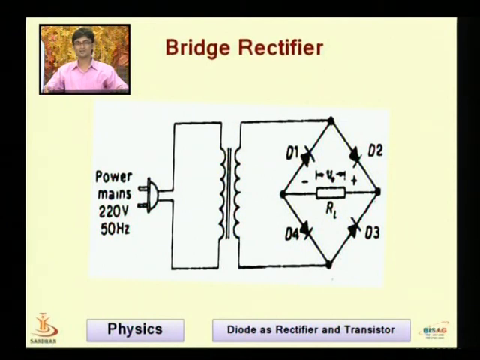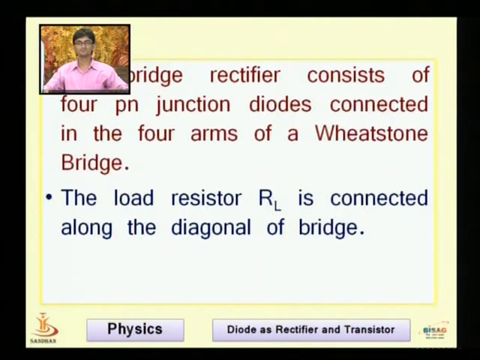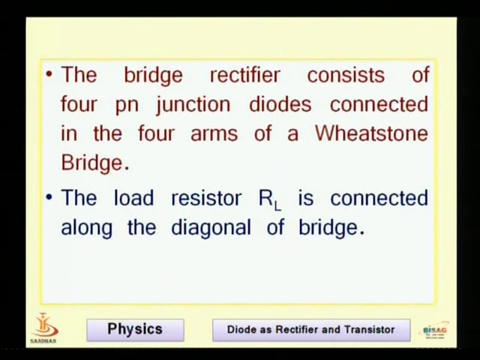Now comes the bridge rectifier. This is the second way to form the full wave rectifier. If you try to see here, we are using 4 diodes in place of 2 diodes. 4 diodes are connected in a bridge form, diode 1, diode 2, diode 3 and diode 4, and diagonally we are connecting the load resistor RL. It is connected with the transformer. Normally a step down transformer is used. So the bridge rectifier consists of 4 PN junction diodes connected in the 4 arms of the Wheatstone bridge, with the load resistor RL along the diagonal of the bridge.